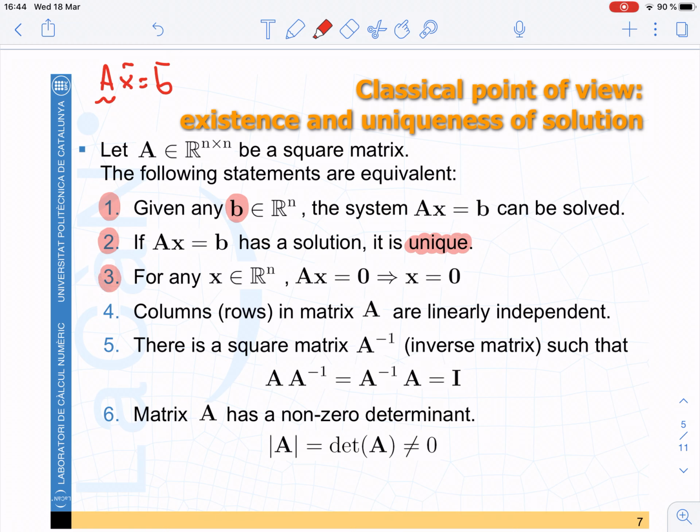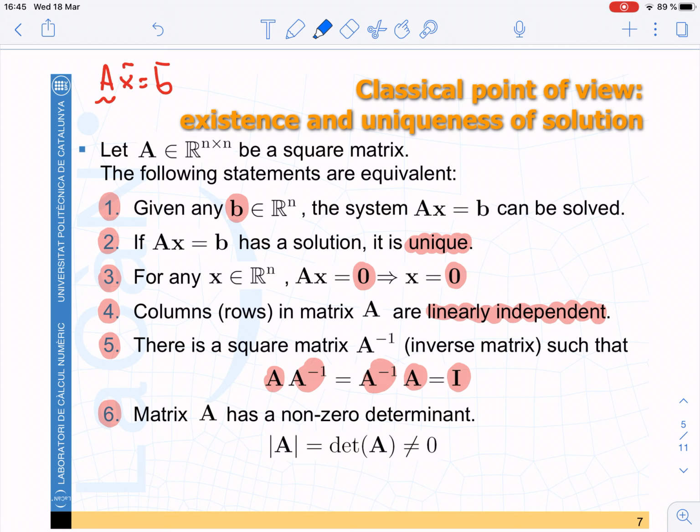Statement 3, the homogeneous system with zero right-hand side vector has zero solution. Statement 4, all the columns, or also all the rows in matrix A are linearly independent. Statement 5, there is a square matrix called inverse matrix, such that the product of A times A inverse or A inverse times A equals the identity matrix. Statement 6, matrix A has a non-zero determinant. Okay.